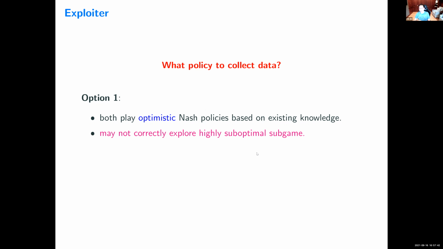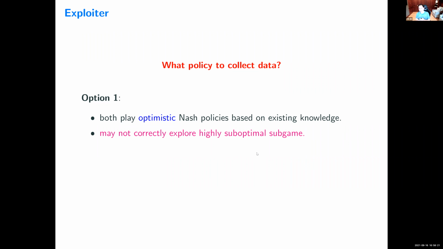And it turns out this strategy has some problems. It may not explore some highly suboptimal subgames. For example, if you play the Nash strategy and your opponent plays the Nash strategy, you should never end up in those subgames, because they are very bad for you or for your opponent, so they will never lead you there. Just because both players play the optimal Nash policy, they may never go there. So you haven't learned anything about that subgame. You basically have no idea about it.